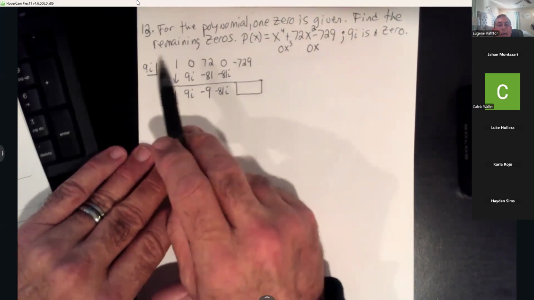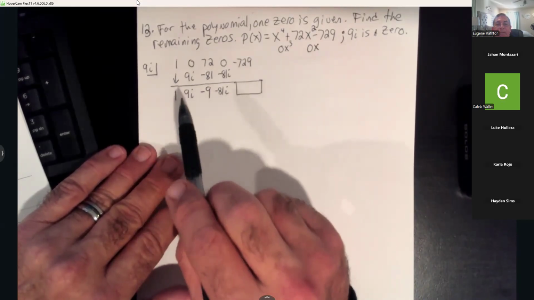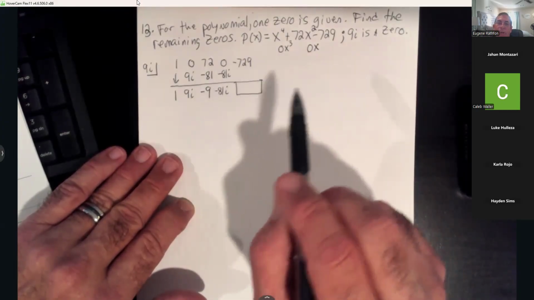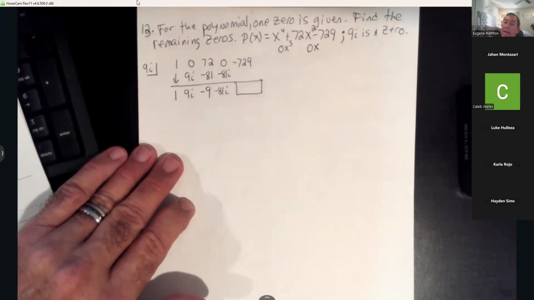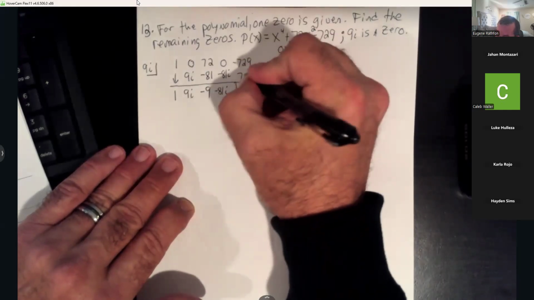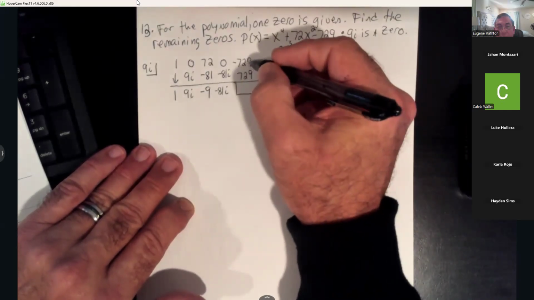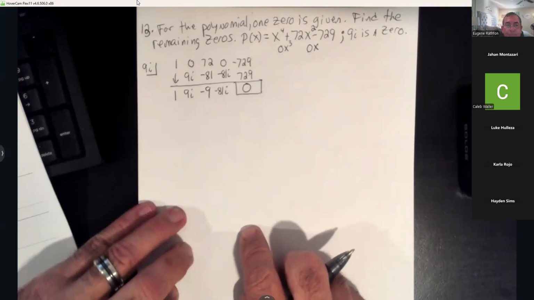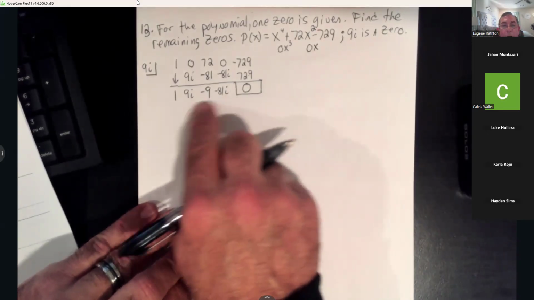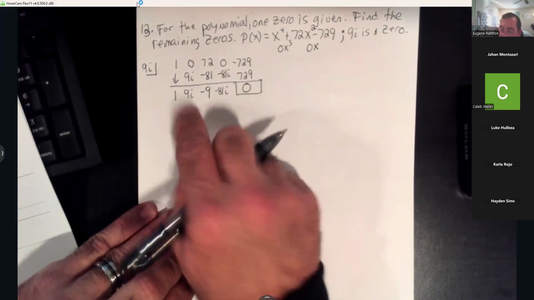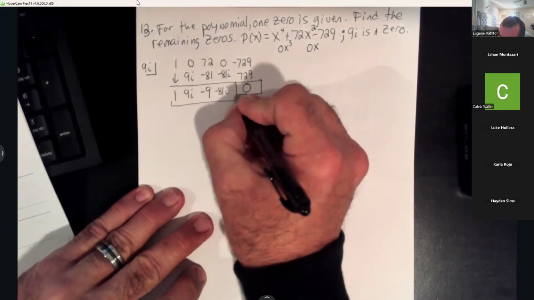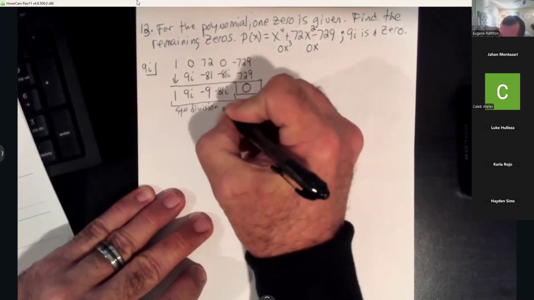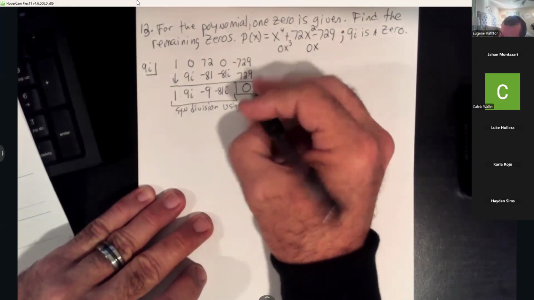So negative 81i times 9i is a negative 729i squared. But y'all, i squared is negative 1. So it's going to turn that negative 729 into a positive 729. And y'all, negative 729 and 729 give me a remainder of 0. So we still have 4 numbers left. So since we still have 4 numbers left, we're going to do synthetic division again using these 4 coefficients.